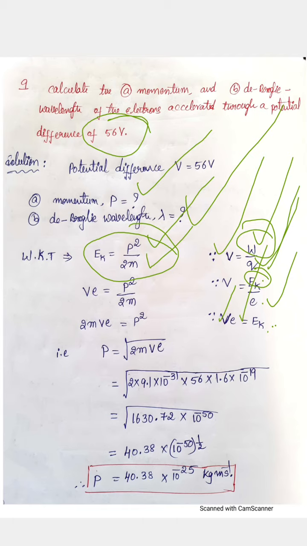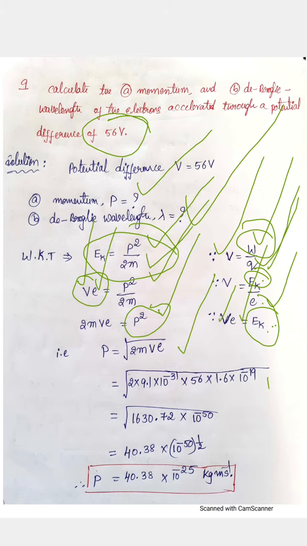Now in place of EK we substitute V into e. V is the potential, e is the charge on the electron, and this is equal to p square by 2m. What we have to calculate is momentum, so we have to convert the equation relating to the momentum. That is, p square is equal to 2m into V into e. Now p is equal to the square root, that is, p is equal to the square root of 2mVe.